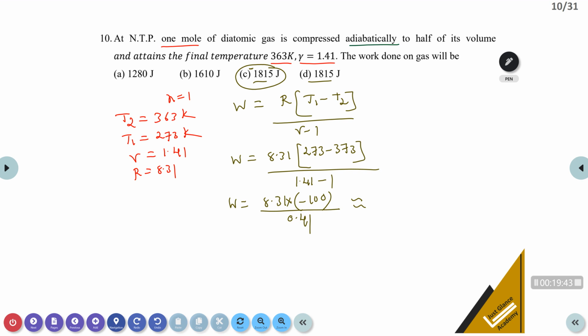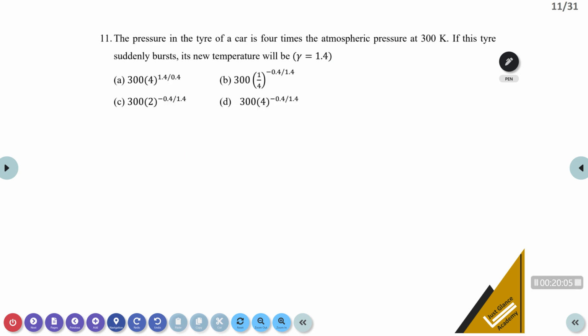Yes. Question number 10, C is the right choice. Minus of 1815 joules. You see, to create confusion, both minus and plus are given. Here it is the minus sign, because work is done on the gas here. Okay. Next question.